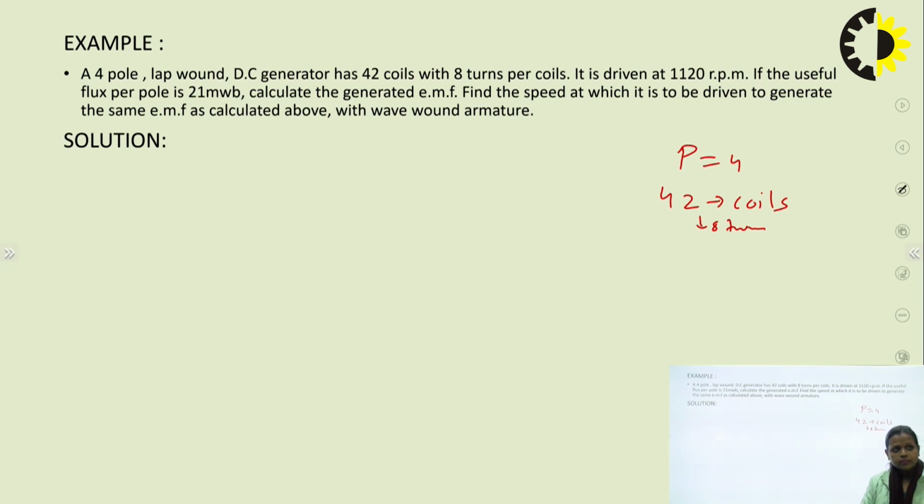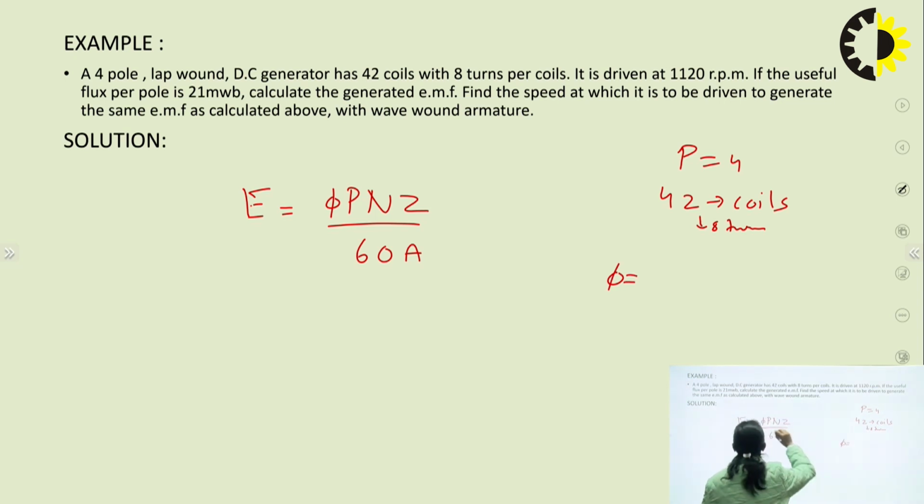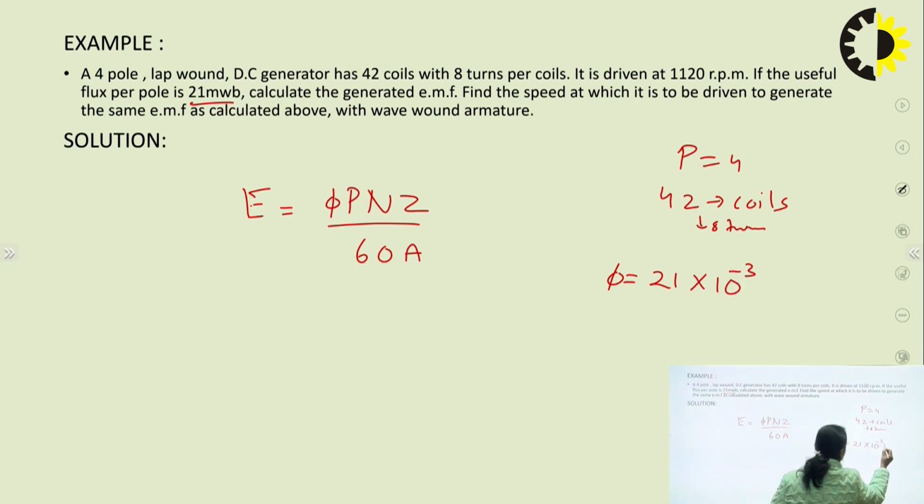So here you have to calculate the generated EMF. We know the equation is E equals phi P N Z upon 60A. So what is phi given? Phi is given here, 21 milliweber, so this is 21 into 10 power minus 3 Weber. P is given as 4, so you put 4 here. And N is given as 1120, so you put N equal to 1120 RPM.